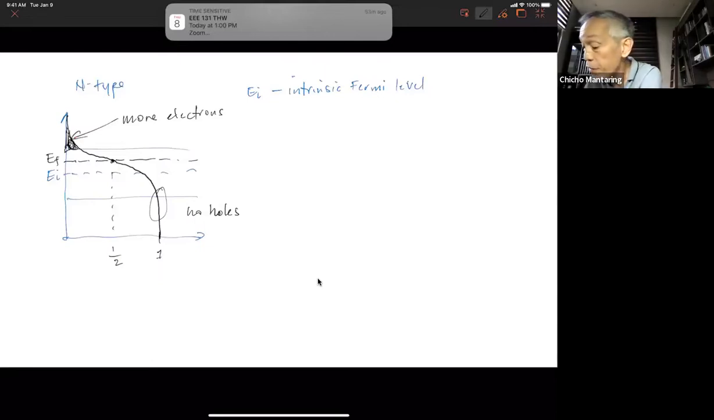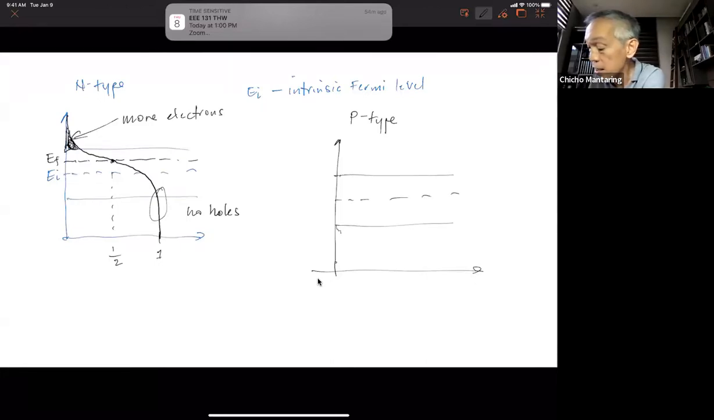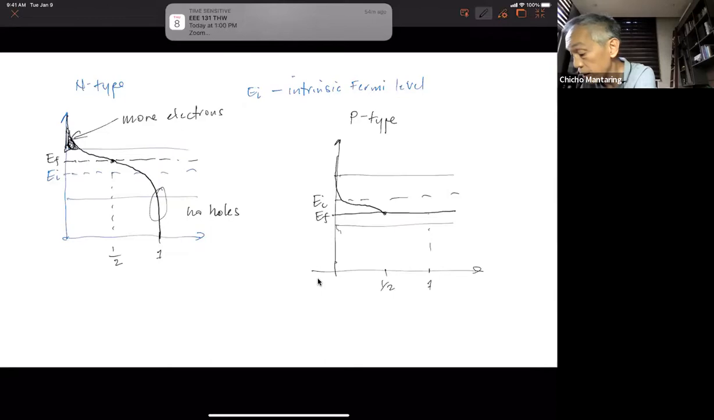Okay. And if you have a p-type, the opposite happens. So this is now your EI, your intrinsic Fermi level. Your Fermi energy goes down. So if this is 1, this is 1/2. At a temperature greater than 0 degrees, this is what this might look like. And now you have more holes.